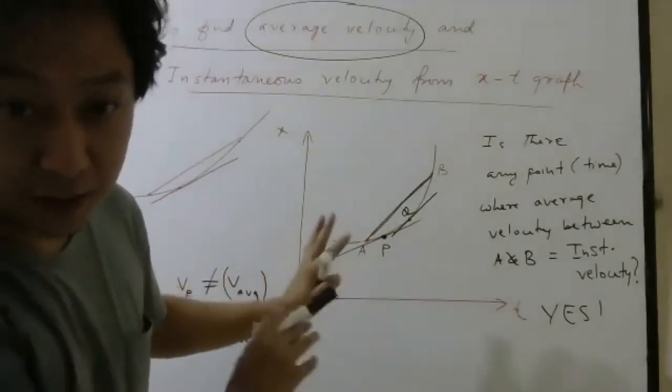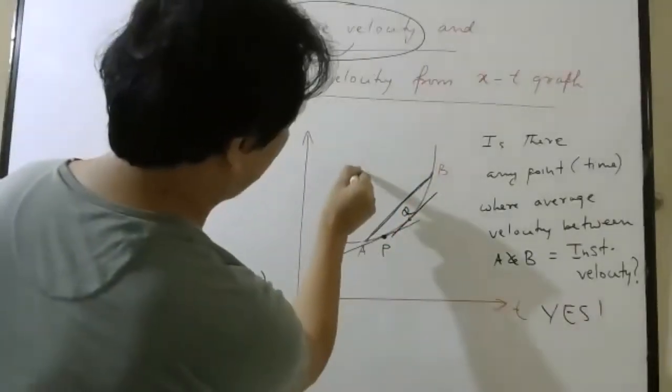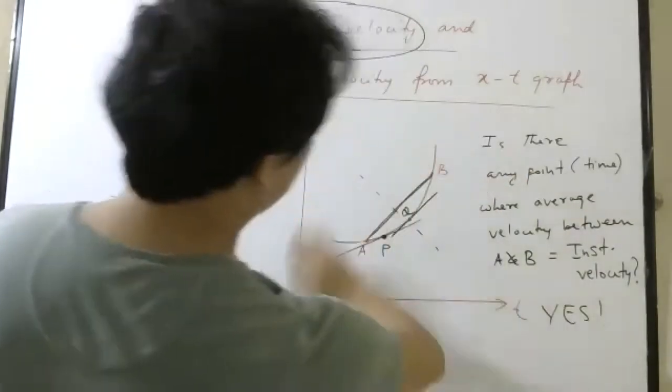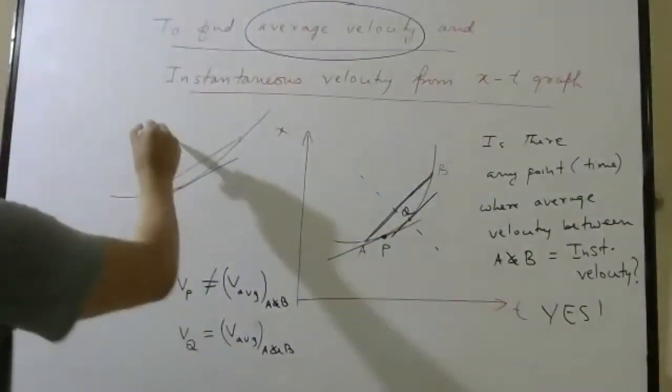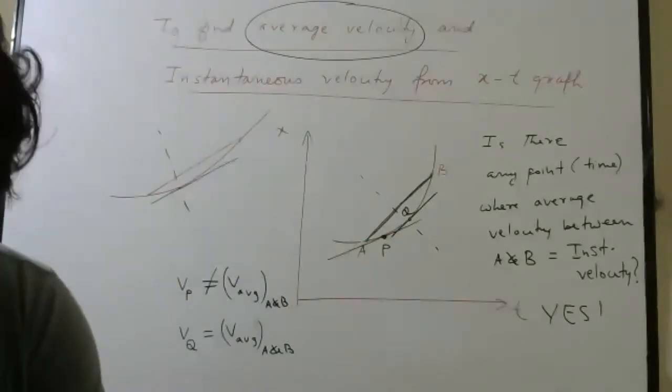For this graph, it will be at the middle because it is symmetrical. Symmetrical means, if I draw this line, this side and this side look the same. But here, if I draw this line, this side and this side do not look exactly the same, okay?